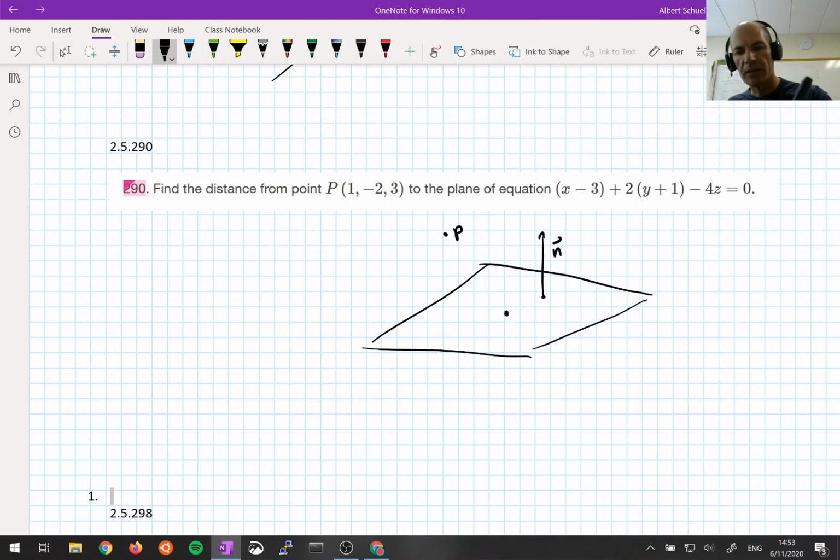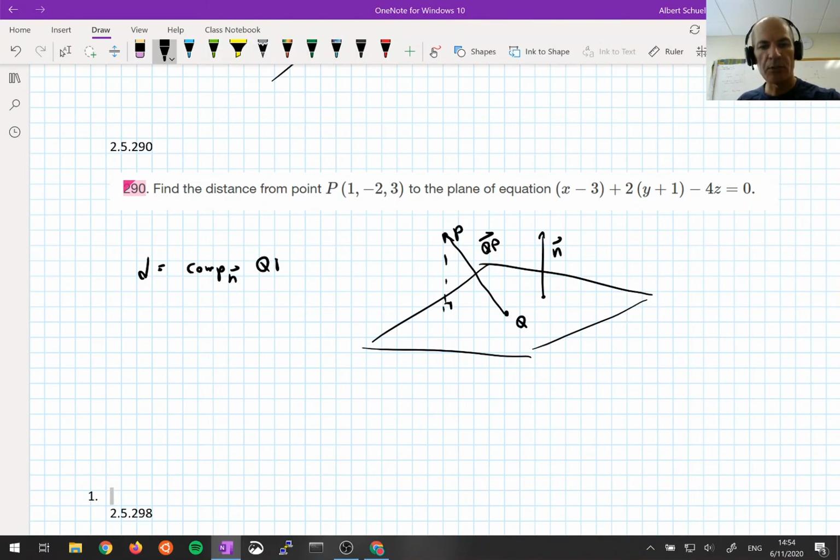We take any point on the plane, call it Q, and connect Q and P by the displacement vector, let's call it QP, like that. And what we want to do is project that vector onto the n direction. We want the scalar projection of QP onto n, and that distance will correspond to this perpendicular distance here. Remember from our earlier discussion, d is going to be the component in the n direction of the vector QP. And we write that as the absolute value of QP dotted with n over the magnitude of n.